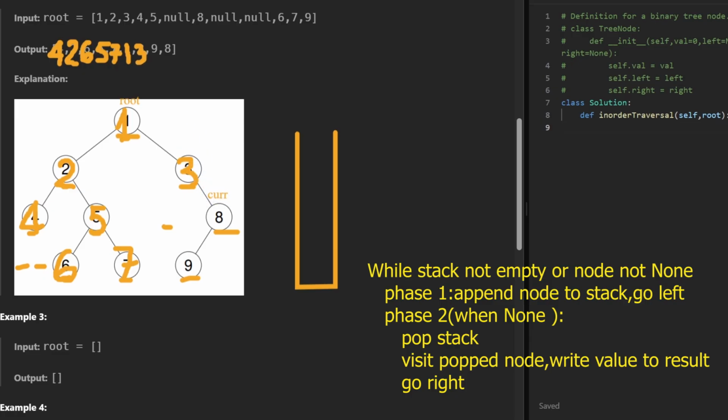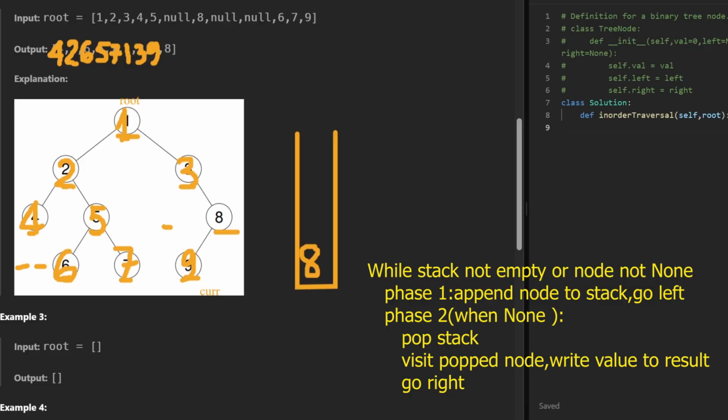Repeat the two-phase process. Phase 1. Append node value 8 to the stack before moving curve left. Append node value 9 to the stack before moving curve left. Curve is none, no more left. Phase 2. Pop the stack and point curve to the popped node 9. Write value 9 to the result and move curve right.